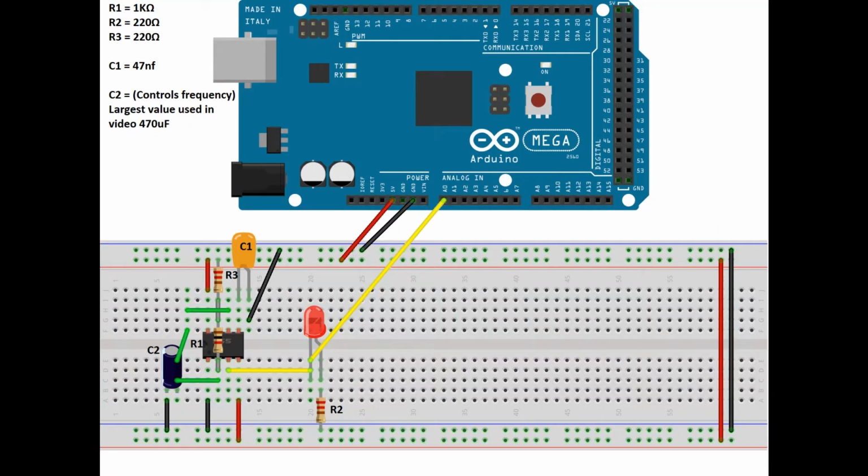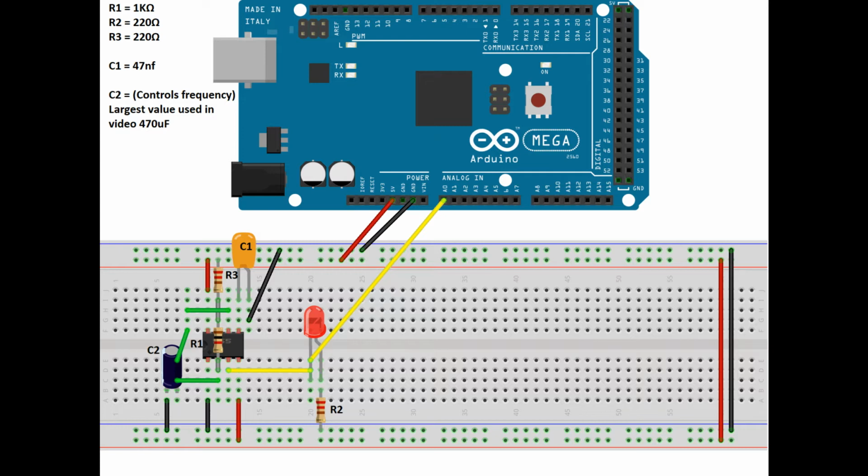The test circuit used in this video is based around a 555 timer operating in the astable mode. The values of the resistors R1 and R3 have been chosen to produce a duty cycle that is near 50%. Resistor R2 is a current limiting resistor to protect the LED. The main component that controls the frequency of the oscillator circuit is capacitor C2.